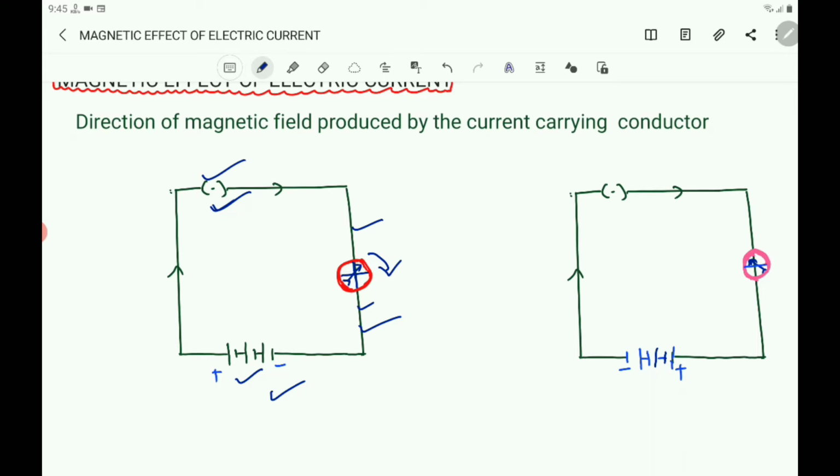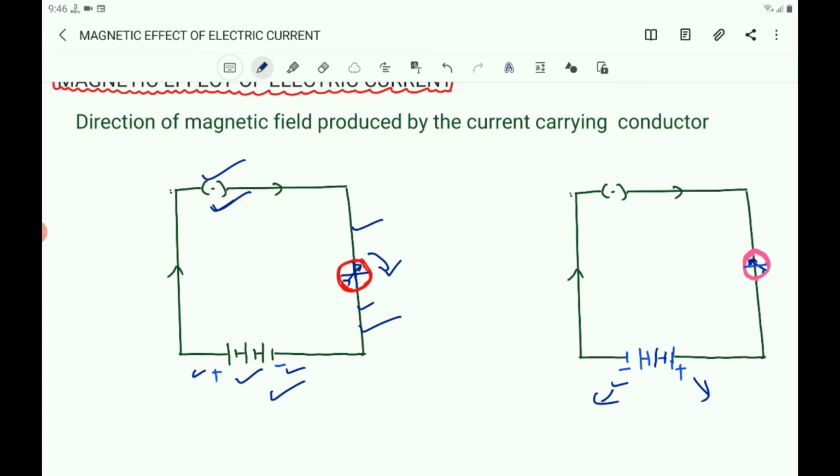Next, replace the cell connection in the circuit, and here you know that the negative and positive ends of the cell are interchanged. In this case, the end on this side is positive and the end on this side is negative, and here you change it so that the negative end is on this side and the positive end is on this side. And again plug the key. This time the direction of the flow of the electric current changes. And also observe the deflection in the compass needle.